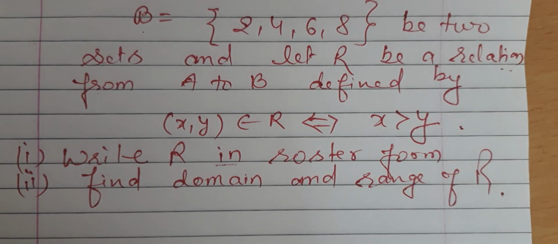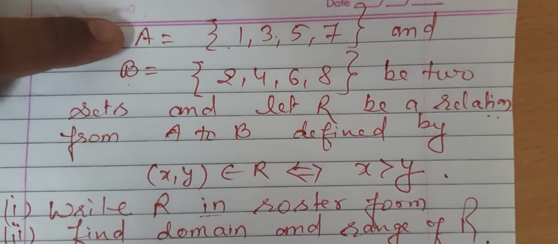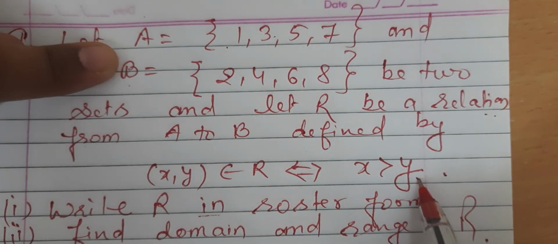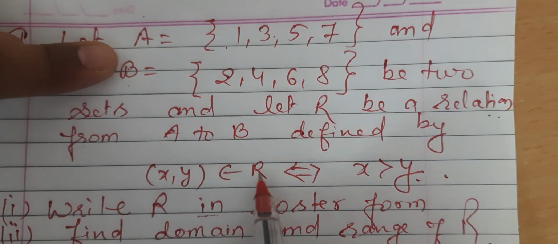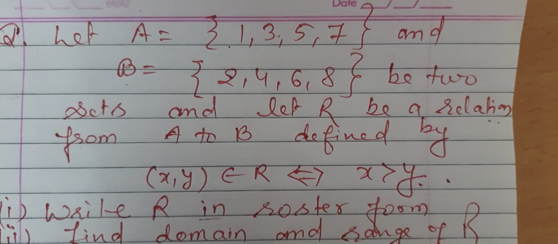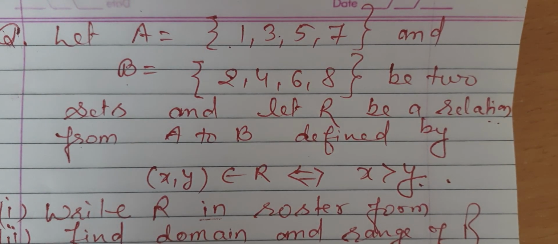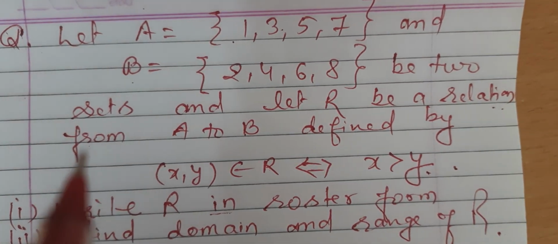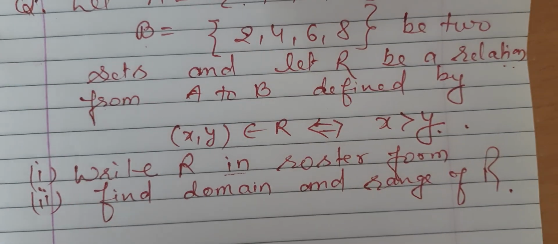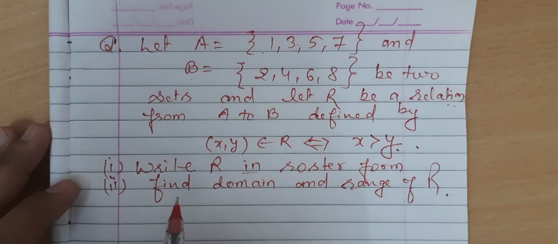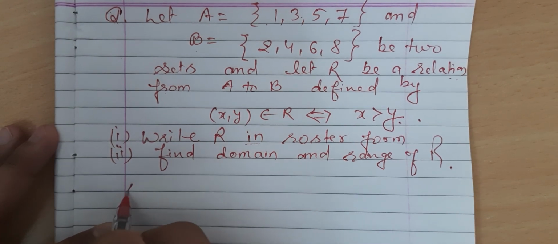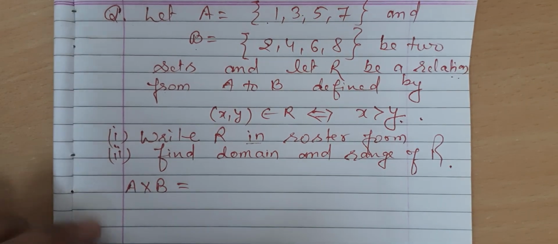Now how to write R? If you want, first you find the Cartesian product and select those elements which satisfy this condition. Or if you want, you can directly write this R, which means you can skip that one line in which we find A cross B. A and B are given, so we will find R now. So let us find. First we will find A cross B.